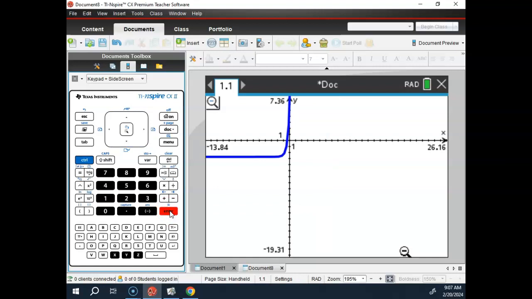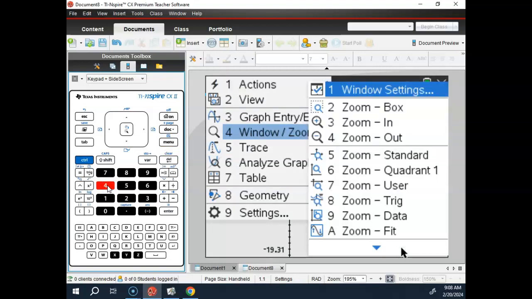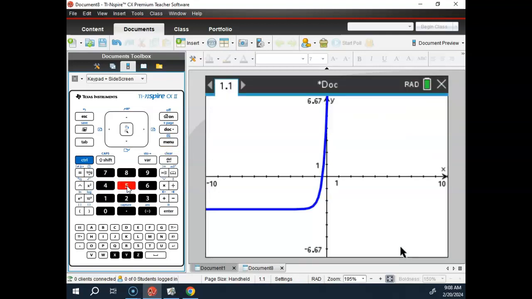What I really want, now if you get your zooms all messed up or your windows all messed up, here's how you get back without starting from scratch. You go menu, window, and 5 is zoom standard. That gets you back where you started from, okay?